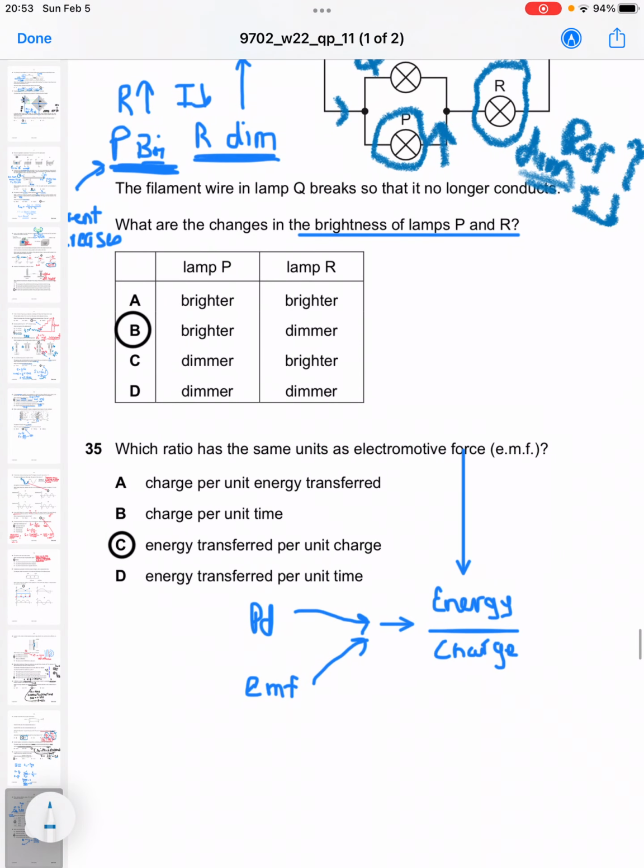Question number 35 says, what have the same units as EMF, its energy per unit charge. EMF and PD have the same basic formula.